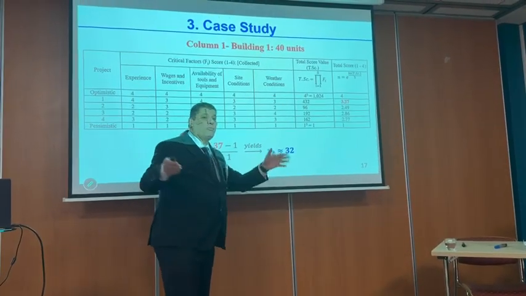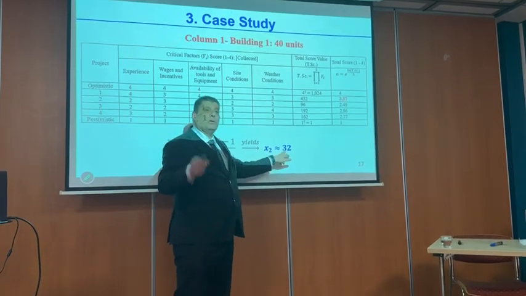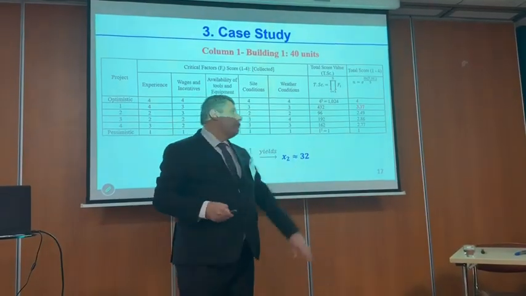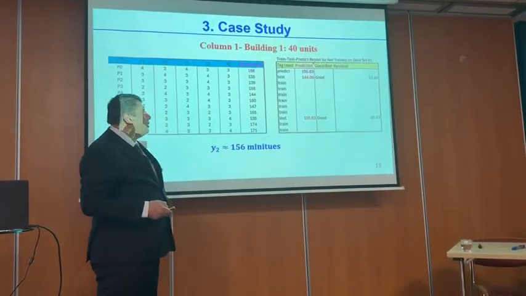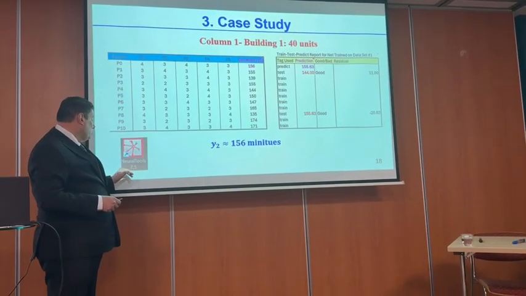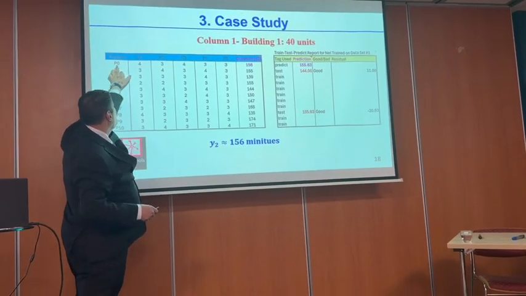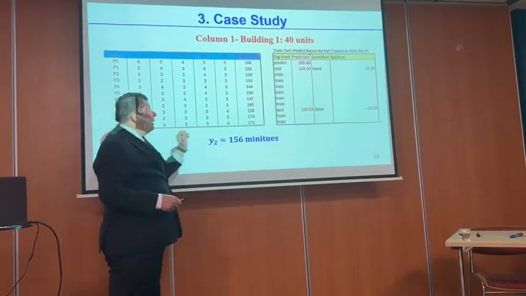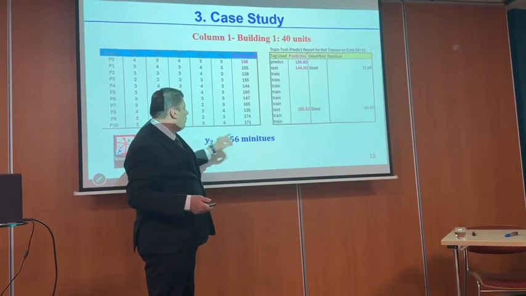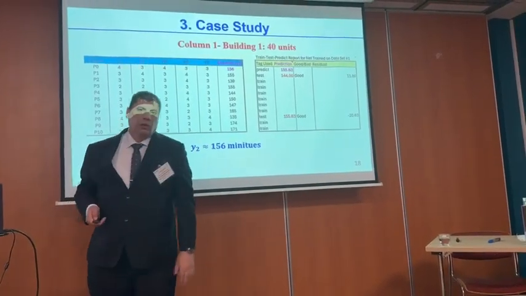So that means I have 1 to 40 columns, and my current project will be located in column number 32. So we'll identify the time for this 32 using an artificial neural network. I use software called NeuroTools 7.5. Using 10 projects, and this is my current project, I use minutes as duration. You will get around 156 minutes, and here is the predicted value using the artificial neural network.